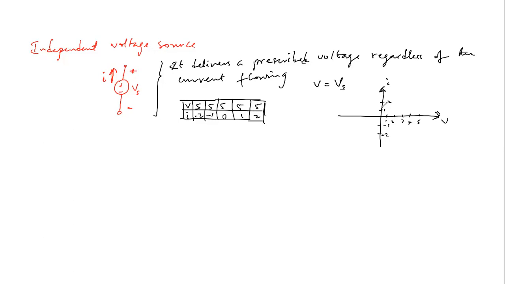So it means that when the current is, okay, let's change the color. Let's make it a little colorful. So when the current is negative 2, what we get is 5 volts. And same thing when it is negative 1, what we get is 5 volts. When it is 0, what we get is 5 volts. When it is 1, and when it is 2, what we get is 5 volts. So we see that the IV characteristic is something like this for an ideal voltage source.